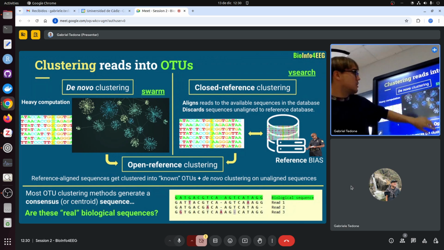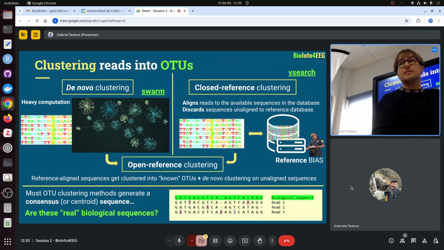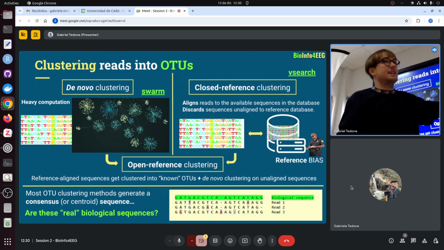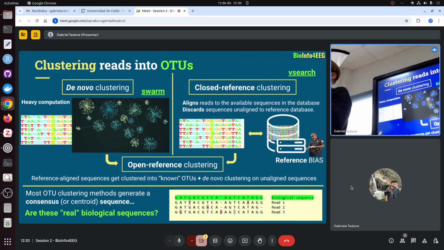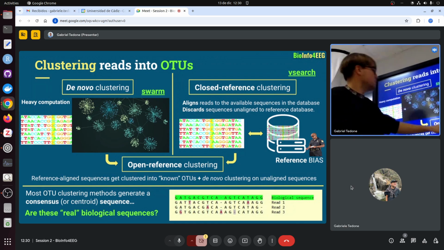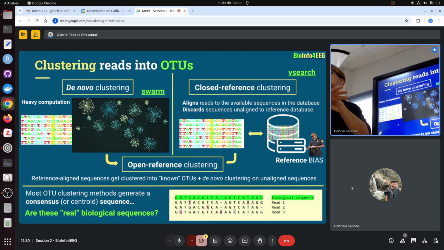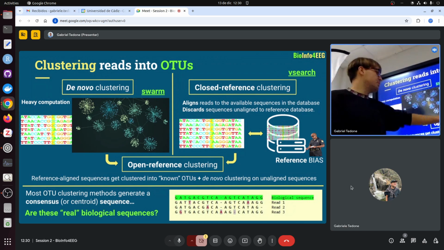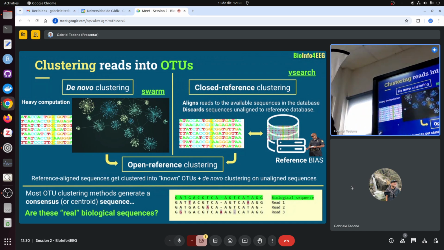So that's why combining these two methods appears: open reference clustering. What we do is the same as this, okay? But instead of eliminating sequences that do not successfully align to databases, we do open reference clustering with those unaligned sequences, with those sequences that we couldn't align. So by combining these two, it's a bit of the best of both worlds. I would use open reference clustering for generating OTUs.